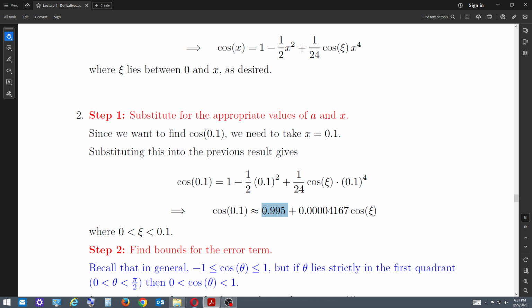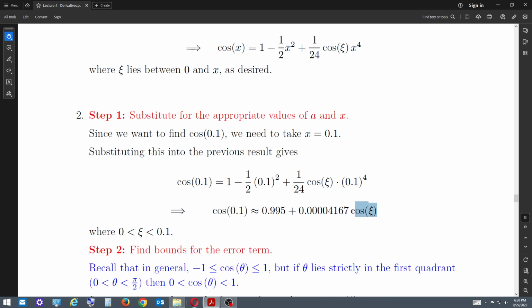This 0.995 is going to be my estimate. This is what I'm going to say my estimate is. Remember, it's this plus your error term. So this is my error term. What I need to determine is how big is this error term? What's the maximum value this could be? Also, sometimes, what's the minimum value?